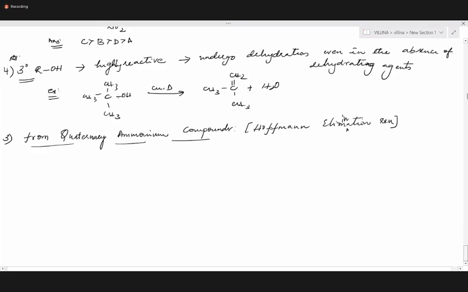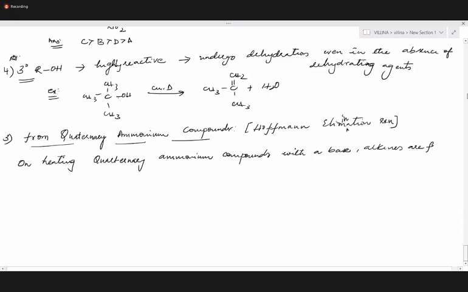So let's see how the reaction will happen. Take down: on heating quaternary ammonium compounds, this is the next preparatory method for your understanding. On heating quaternary ammonium compounds with a base, alkenes are formed. With a base, alkenes are formed.